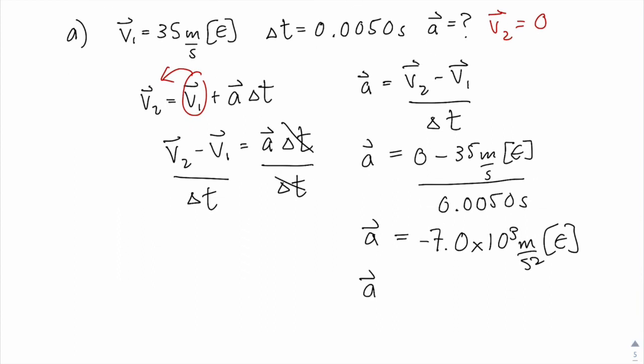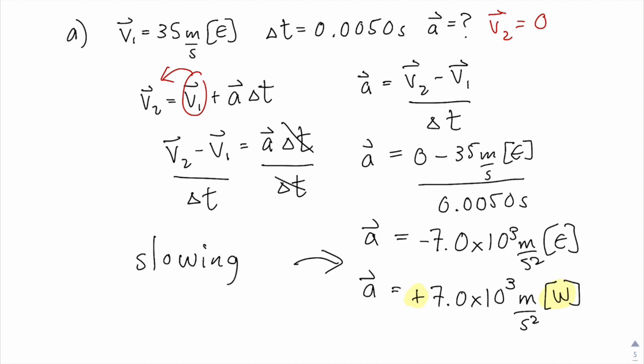Another way to write this is positive 7.0 times 10 to the power of 3 meters per second squared west. If you change the sign, you change the direction. Negative accelerations imply that the object is coming to rest or slowing down. In part B, they want us to determine how far the dart penetrates into the backstop.